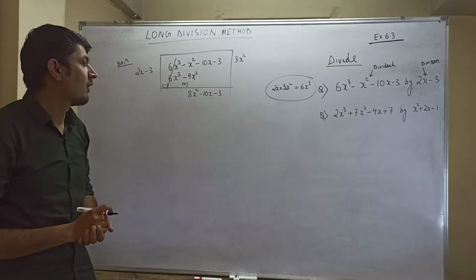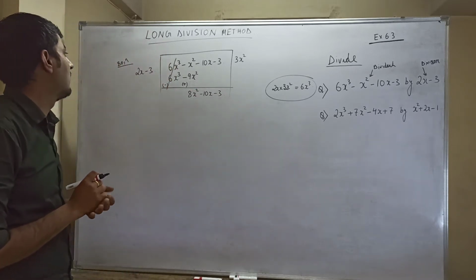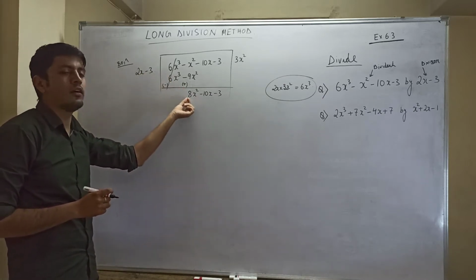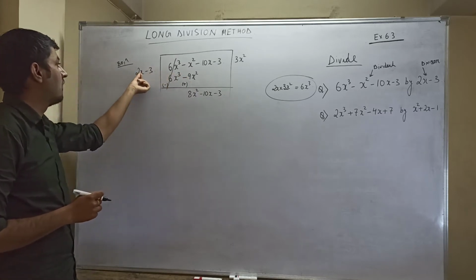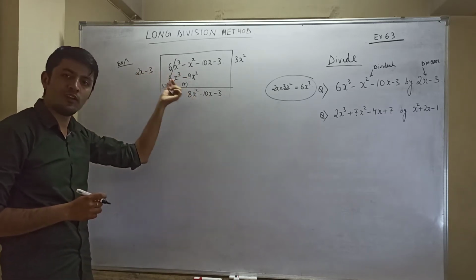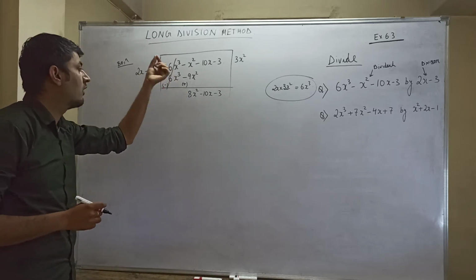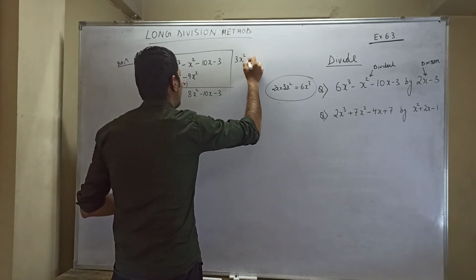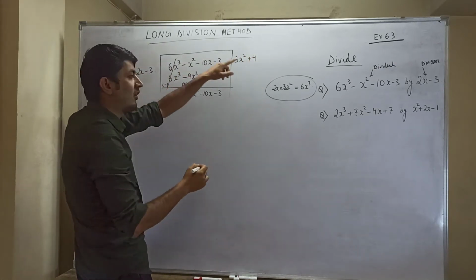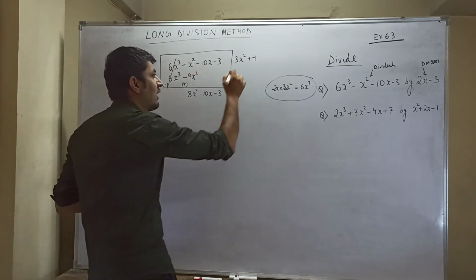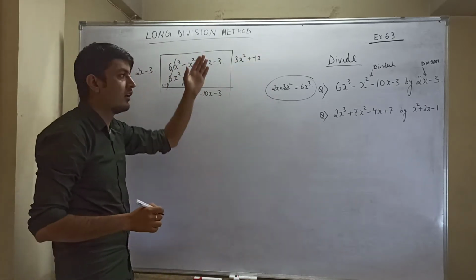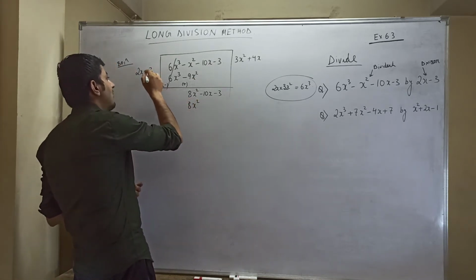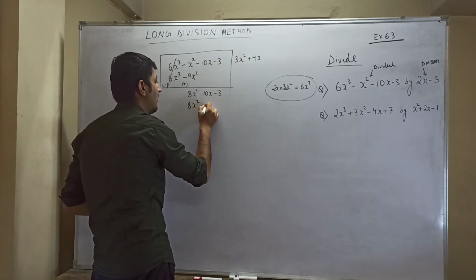Now, what is the next part? I have to get 8x squared. As you can see, the degree here is 1 and the degree here is 2, so you can still divide. How to get 8x squared? You take plus 4, because 4 twos are 8. Then x into x becomes x squared. So you take 4x. 4x into 2x will become 8x squared. Then minus 3 into 4x is minus 12x.